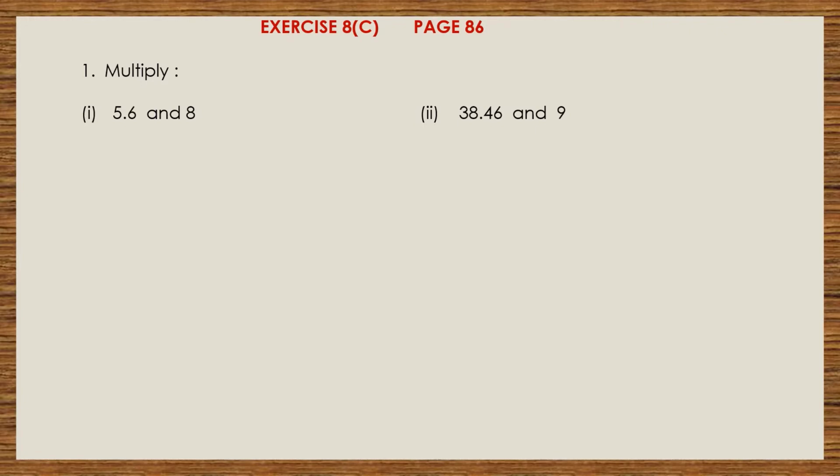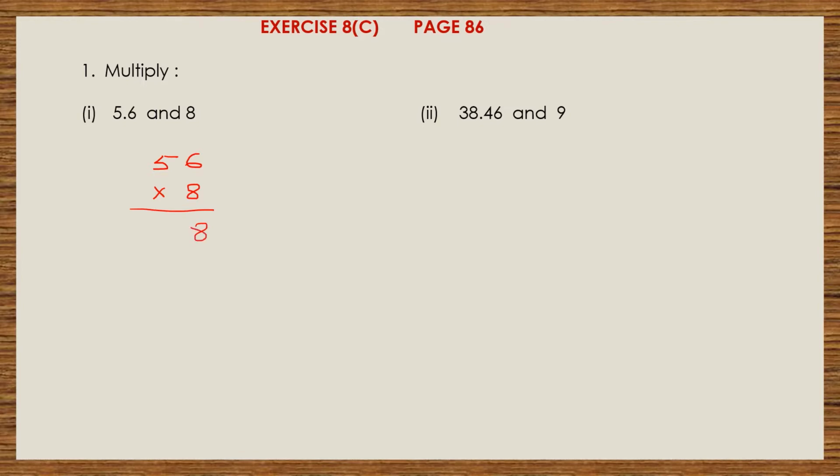So how do we do multiplication of decimal numbers? Now we can ignore the point and write the numbers, multiply like you do normal multiplication, and then in your answer, we put back the decimal point. So let's start. 5.6, I'm going to ignore the point, so it becomes simply 56. And I'm going to multiply this by 8. So let's do normal multiplication.